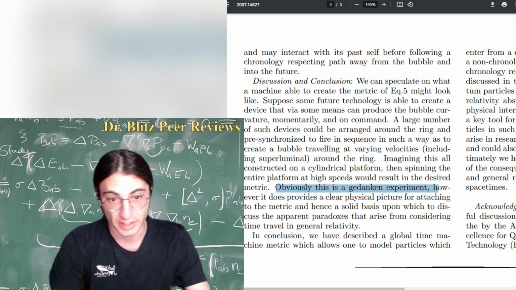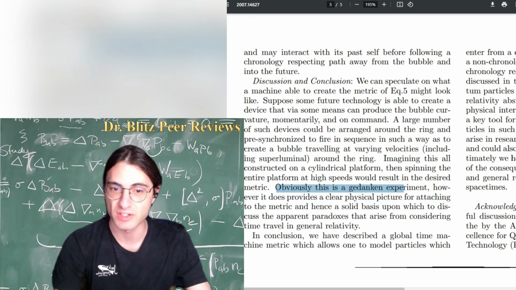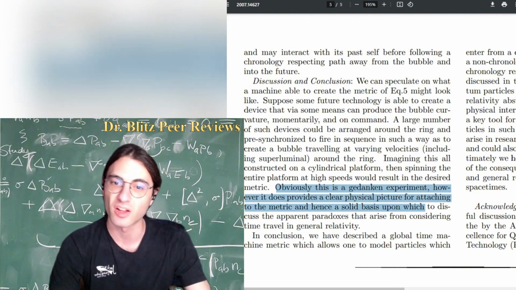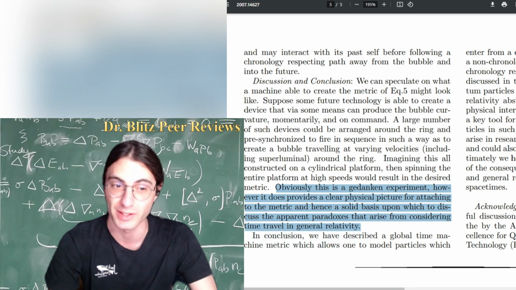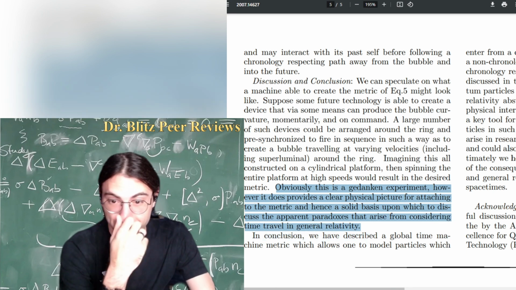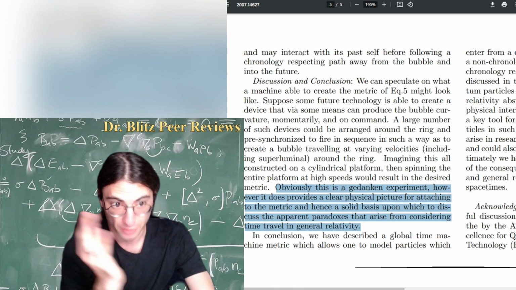Obviously, this is a Gedankenexperiment. However, it does provide a clear physical picture for attaching to the metric and hence a solid basis upon which to discuss the apparent paradoxes that arise from considering time travel in general relativity. Very weird.